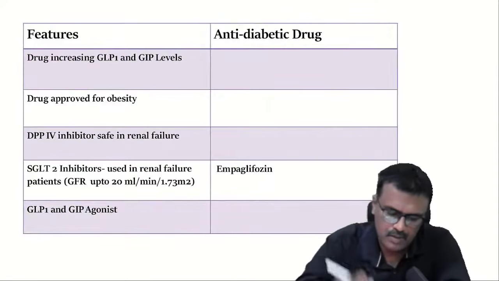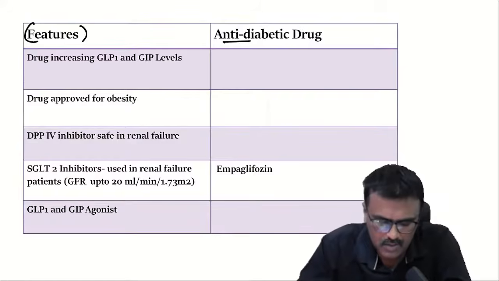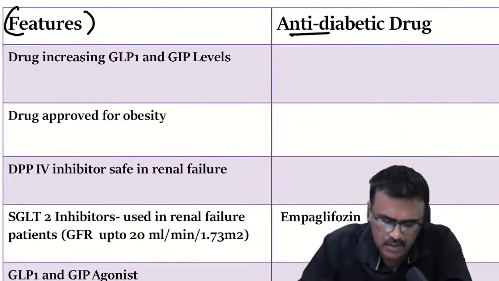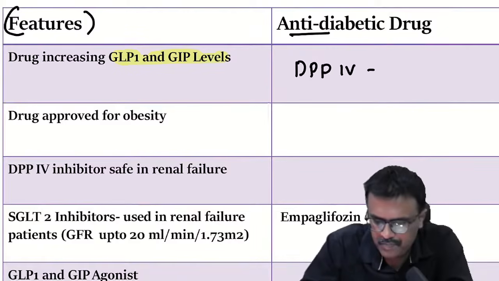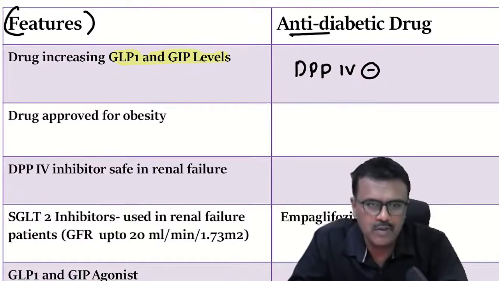Now coming on to the features and certain questions I asked about anti-diabetic drugs. Which diabetic drugs increase GLP-1 and GIP levels? They are DPP4 inhibitors. So if we inhibit DPP4, GLP-1 and GIP levels go up.